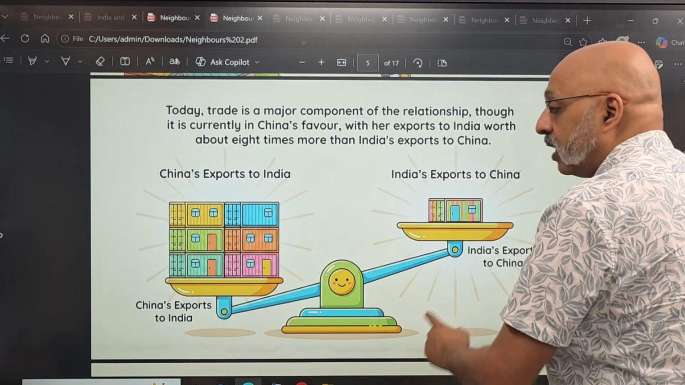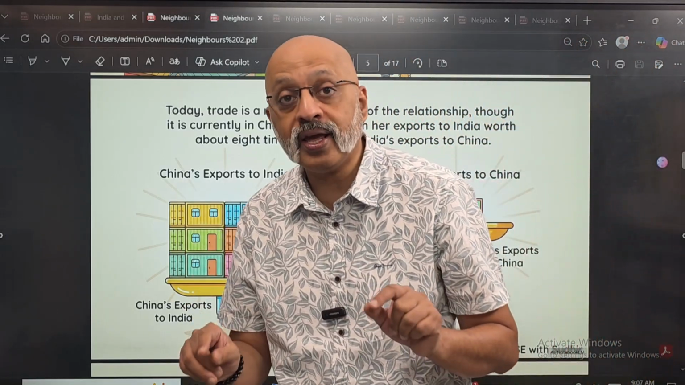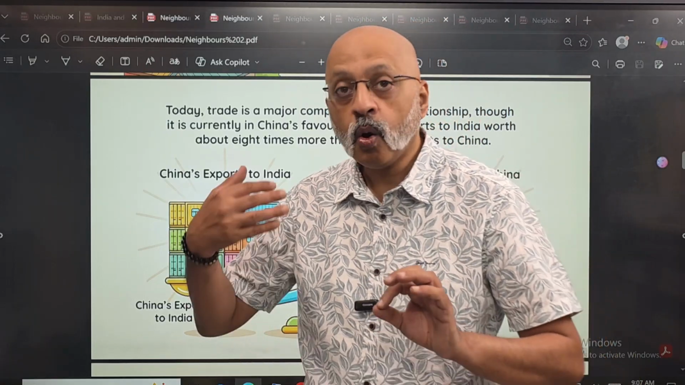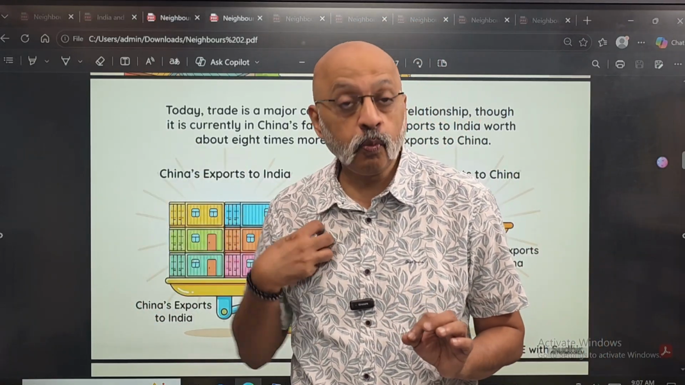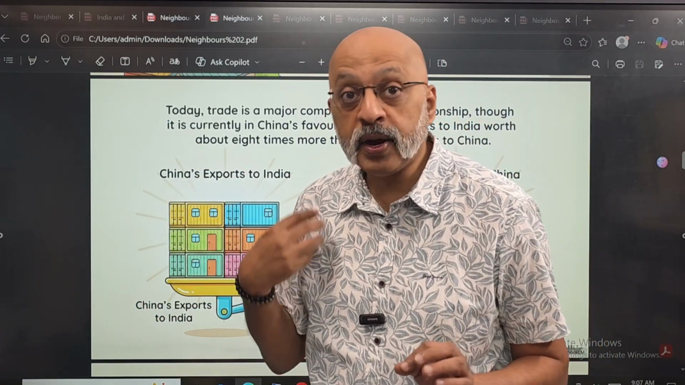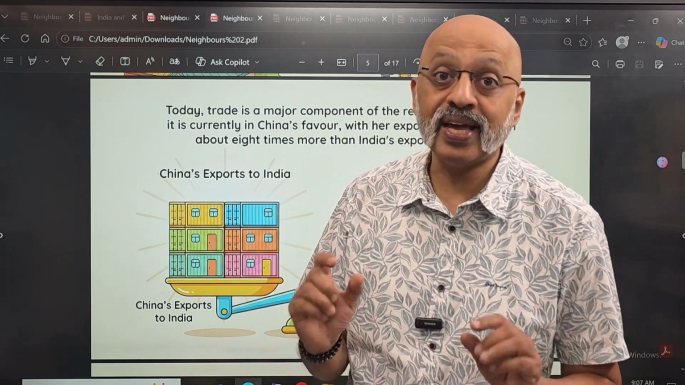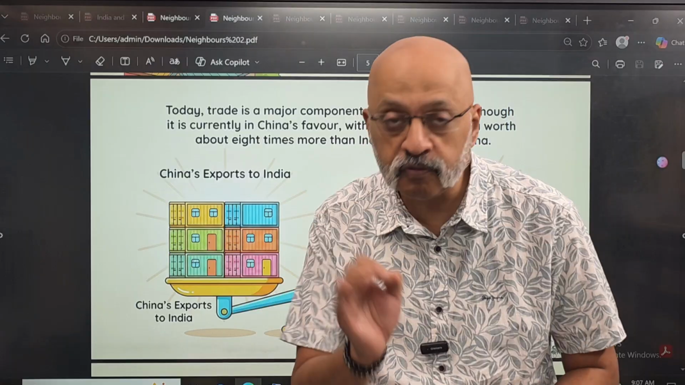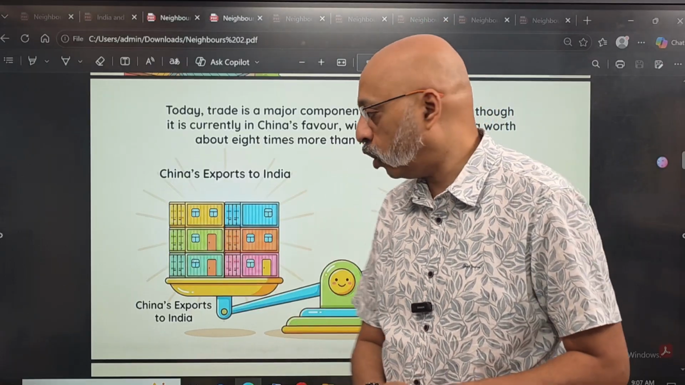So this is what we call in economics a trade imbalance. That is, we are buying a lot more from China compared to what we sell to China. So there is a trade imbalance. That is the term which is used in economics.